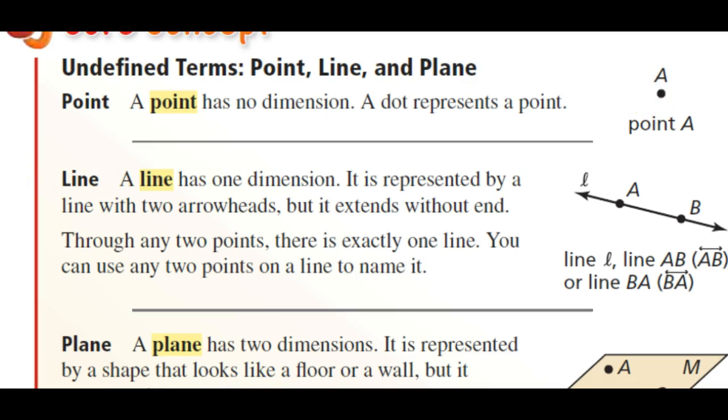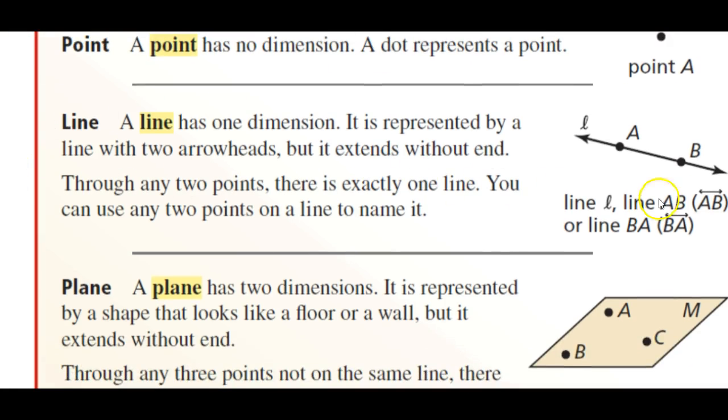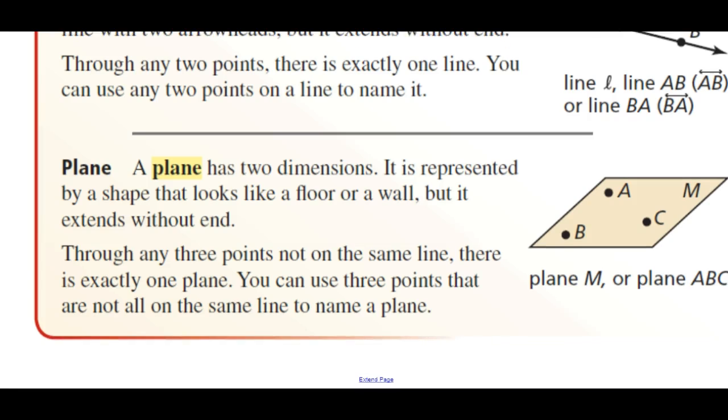A line has one dimension, right? Because a line goes in one way, it just kind of goes back and forth in the one direction. So it has one dimension. We represent it by a line with two arrowheads. So you'll see here that I have arrows on both sides. And when I write it out and name it, it's literally line AB. So I have to have those arrows on the top for it to be a line. So in order to name a line, I have to have any 2 points on that line, and that will help me name it.